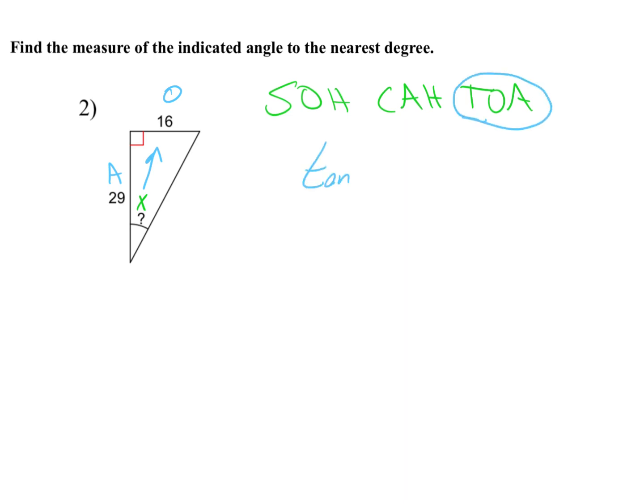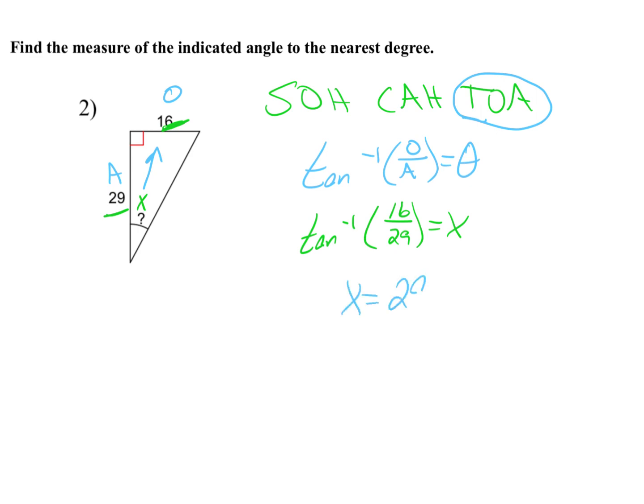Yeah, so we can use tan inverse. TOA, what's the ratio? What over what? Opposite over adjacent equals theta. Then we plug in for it. Tan inverse. We said our O was 16. We said our A was 29. It is equal to x. Now we're just going to plug that into our calculator. Tan inverse 16 divided by 29. So everybody says 29 degrees.